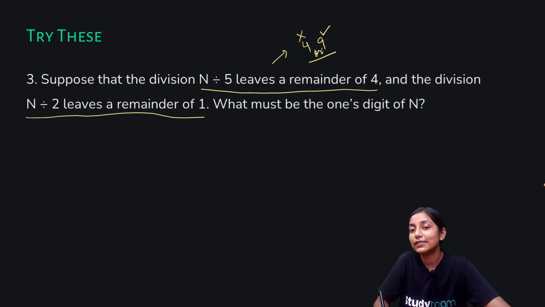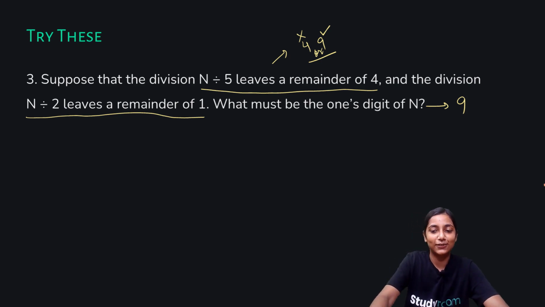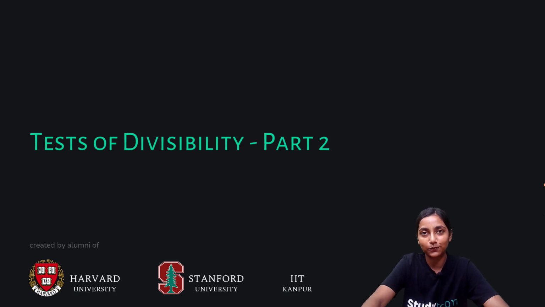So, what is the ones digit of n? It is 9. Because when n is divided by 2, it leaves a remainder of 1, and similarly, n divided by 5 leaves a remainder 4. 4 cannot be the answer, because when 4 is divided by 2, the remainder is 0. 4 gets fully divided by 2.